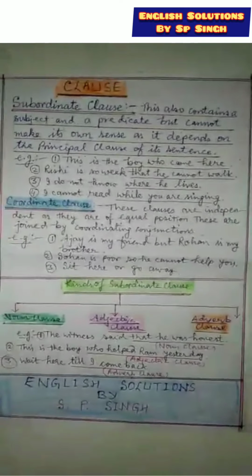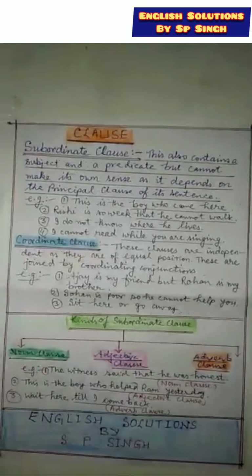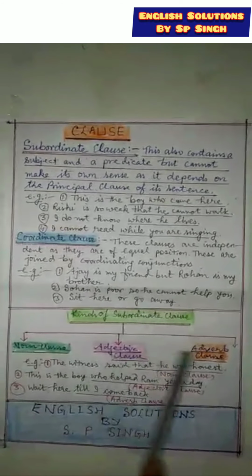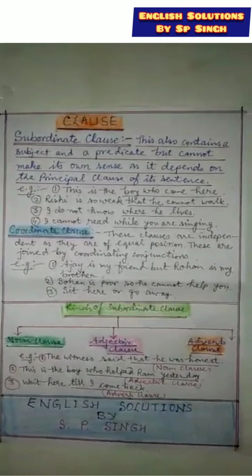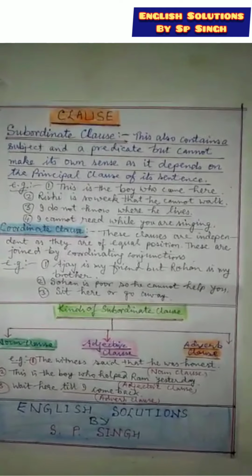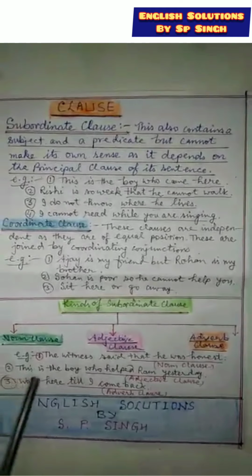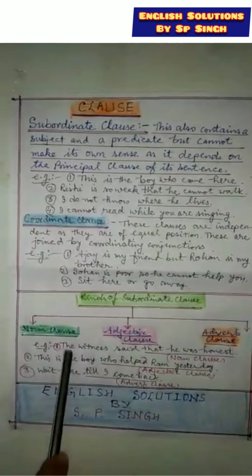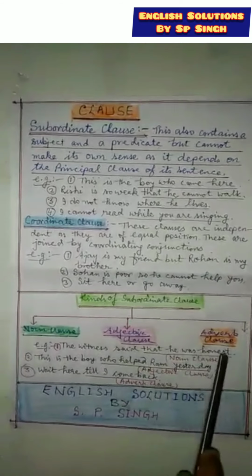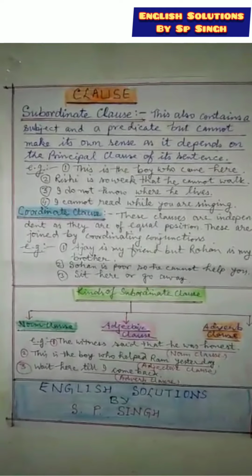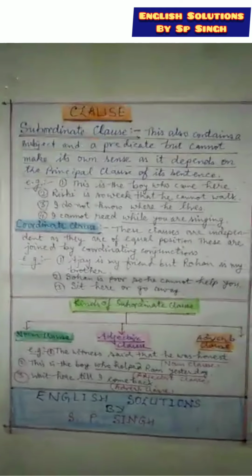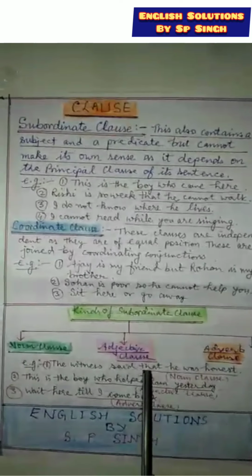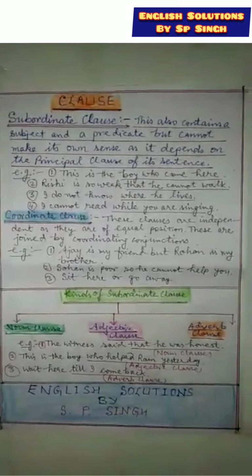Further, discussing the kinds of subordinate clause, these are broadly divided into three parts: noun clause, adjective clause, and adverb clause. This we will discuss in the advanced segment. Examples are given, one of each kind. The witness said that he was honest. As the name tells, if the clause is doing the work of a noun, then it is considered a noun clause. So in the first example, that he was honest is a noun clause.